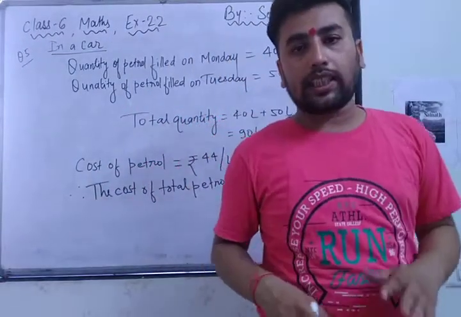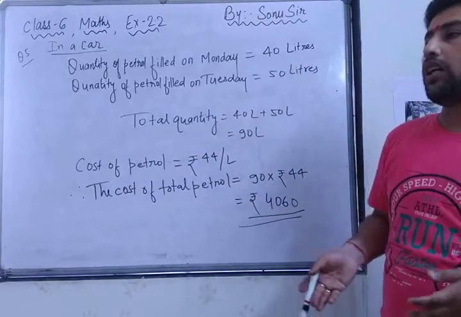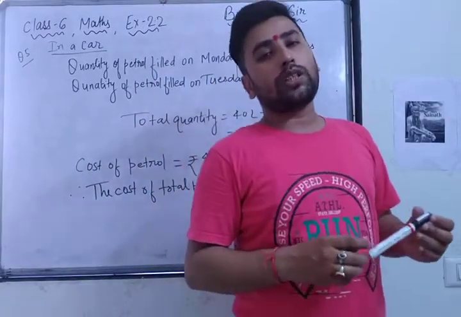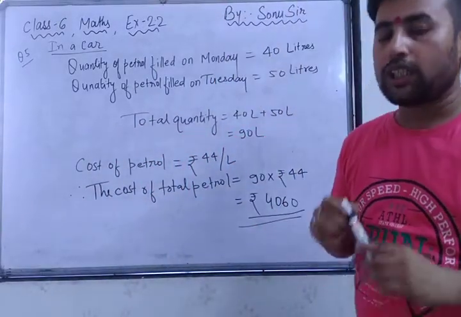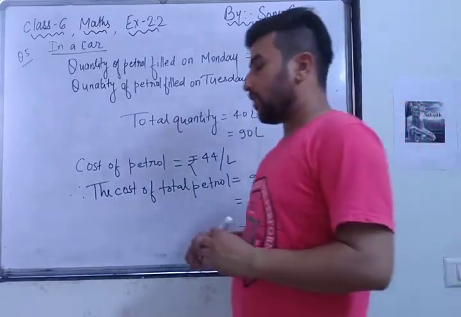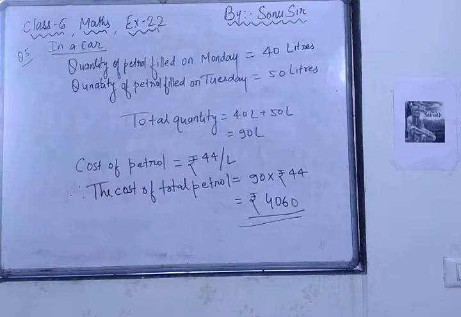Question was very easy. A car owner had filled petrol on Monday 40 liters, on Tuesday 50 liters. The cost of petrol was 44 rupees per liter. You have to find the total cost, how much he spent on petrol. So as you can see, as I have written on the board, you can take a screenshot or you can write in your notebook. Now we will move towards question number 6. If you have your question book or PDF, then you can write questions also in your notebook. Otherwise, you can just take a screenshot and you can download the PDF of the question.